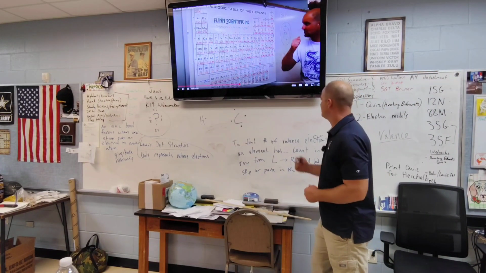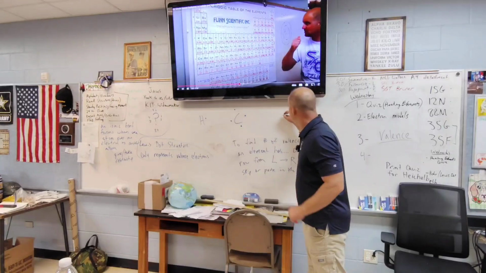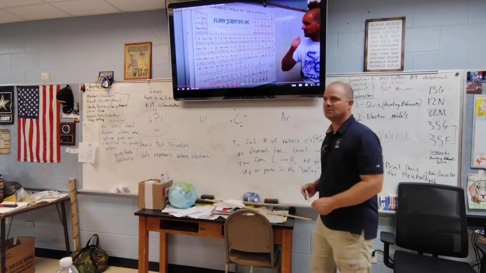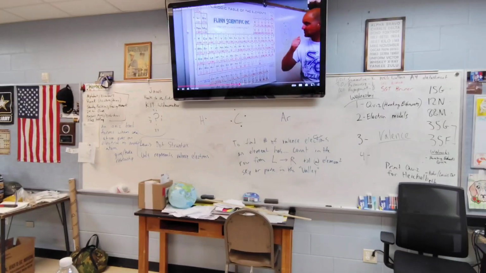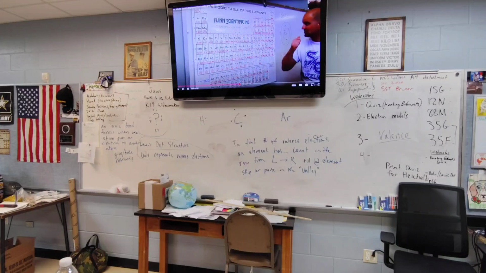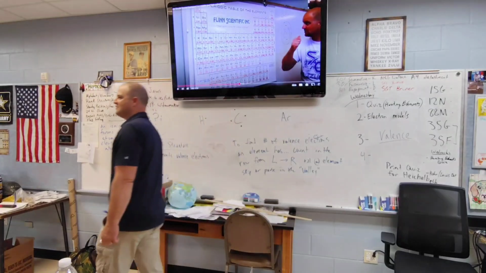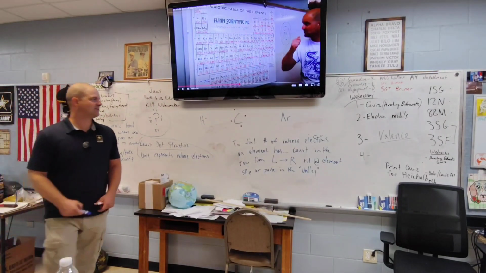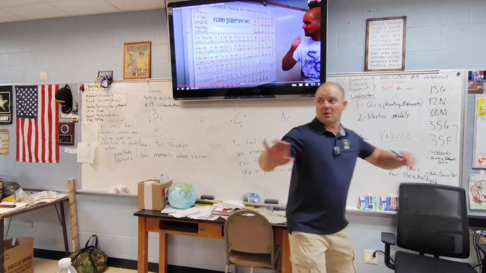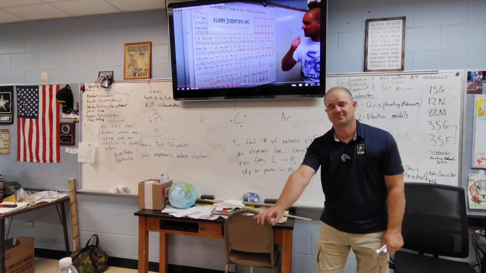How about, we mentioned argon. What would argon look like? 8, okay, it's because it's got a full set. It's a noble gas. So how many would you have on each side? 2 on each side.